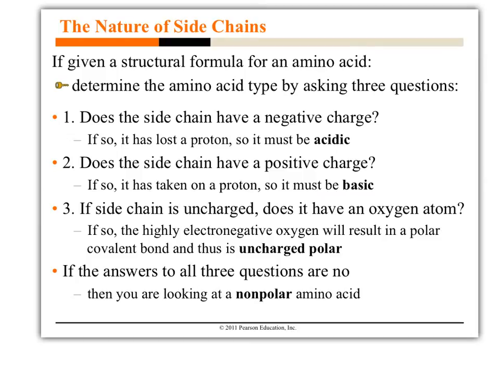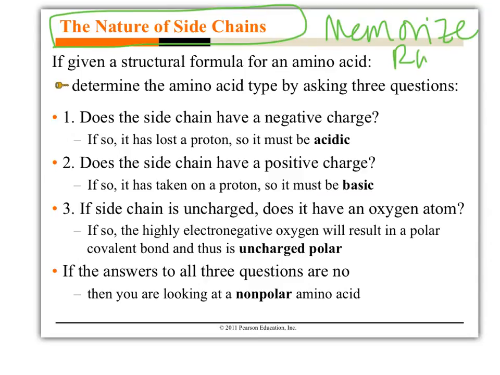So what do we need to memorize? What do we need to know? This slide. Memorize this. These are the rules for determining what kind of amino acid you're looking at. You have to get to it's an amino acid first, NCC. Then you ask yourself, does the side chain have a negative charge? If it has a negative charge, it has to be acidic. Does the side chain have a positive charge? If it has a positive charge, then it has to be basic. That's all it can be.